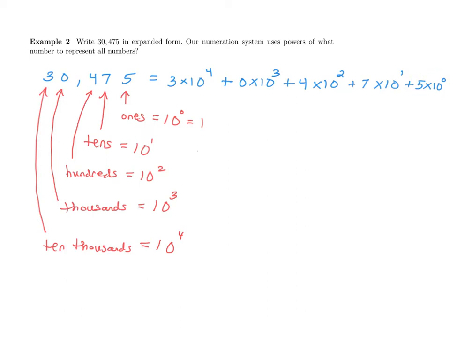Maybe a shorter way to write this would be 3 times 10 to the 4th. I really don't need to write the next one because there's really nothing there. So I'll skip over to 4 times 10 squared. I'll add on 7 times 10, because 10 and 10 to the first are the same thing. And then lastly, I'll put plus 5.